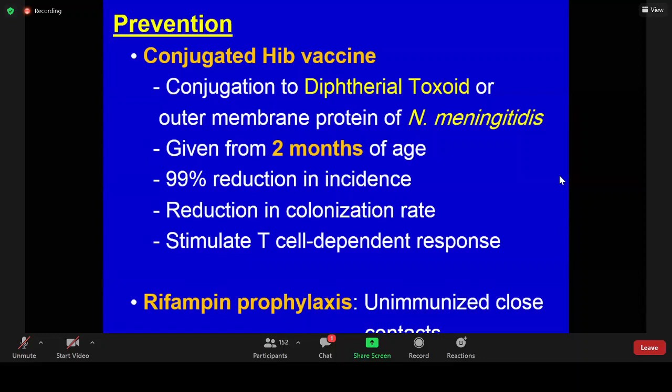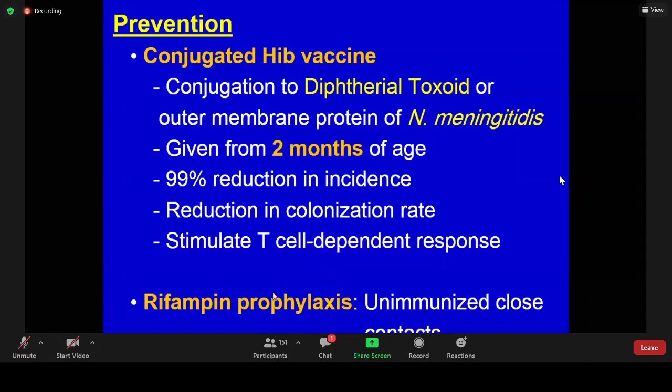Okay, the prevention: we use conjugated Haemophilus influenzae vaccine. We said conjugated because the child doesn't have an appropriate immune response, so it should be conjugated with diphtheria toxoid, or you can use outer membrane protein of Neisseria meningitidis, and it can be given from 2 months of age. It can give very good protection, 99%, can reduce the incidence and reduce colonization of the nasopharyngeal area. And this conjugated vaccine can stimulate a T-cell dependent response.